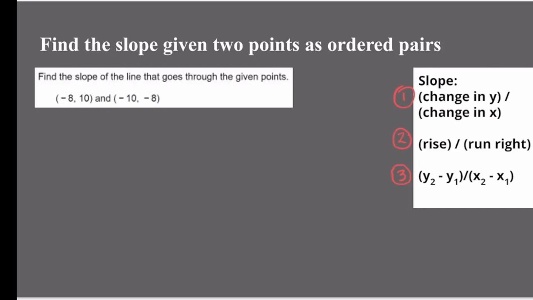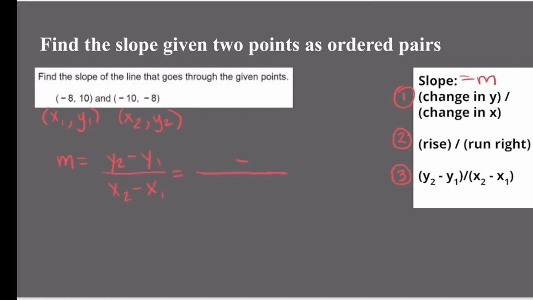So we're given 2 points here, -8, 10, and -10, -8. So since we're given 2 points, we can label this. x1, y1 would be our first point, -8 and 10. x2, y2 would be our second point, -10 and -8. So the slope we write as m. So we can write our formula, m equals y2 minus y1 divided by x2 minus x1.